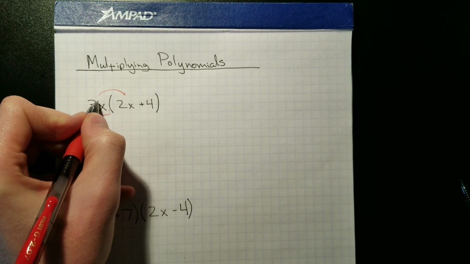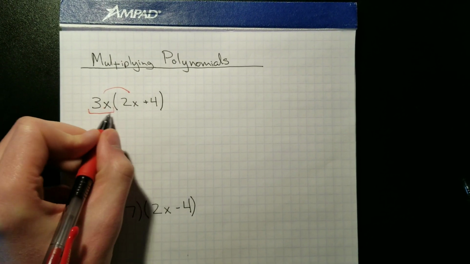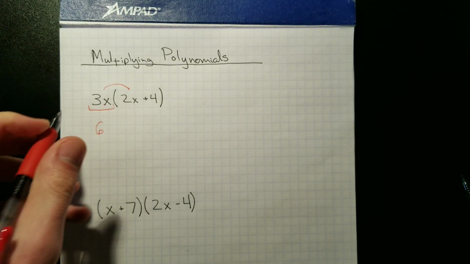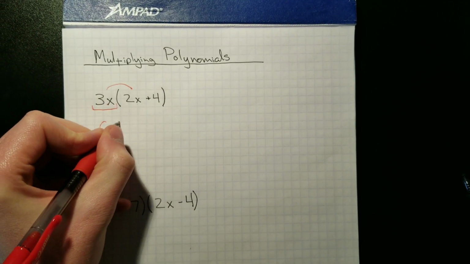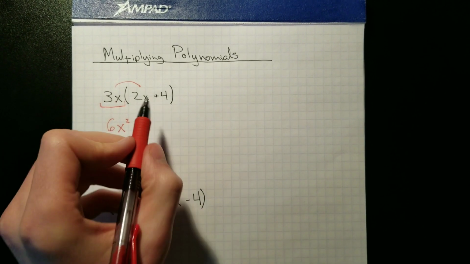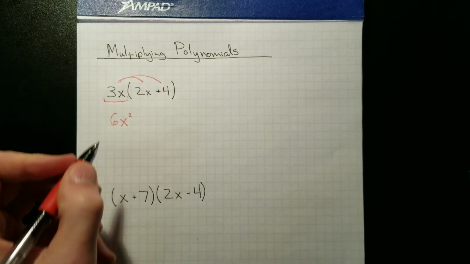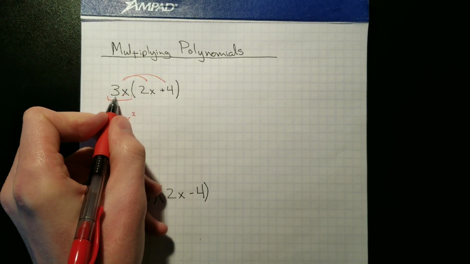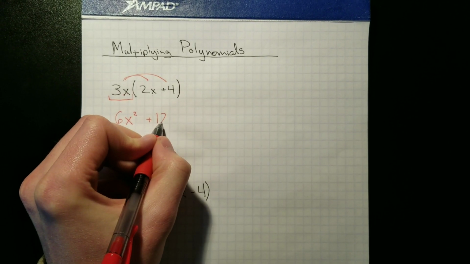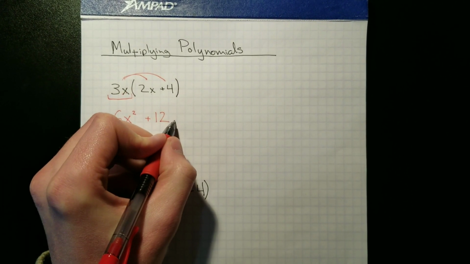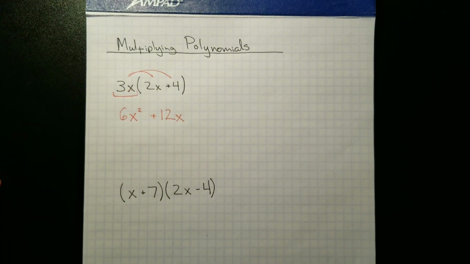So we're going to distribute to the 2x, 3x times 2x. 3 times 2 is 6, and x times x is x squared. And then again, 3x times 4. So we're going to multiply that. 3x times 4 is, 3 times 4 is 12. And we have an x, so we have to keep the x there. There's no other x, so we don't change the power.